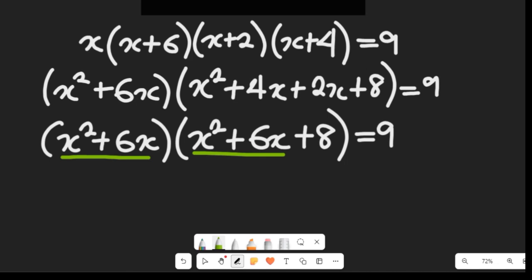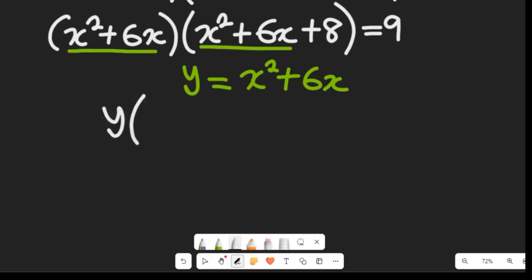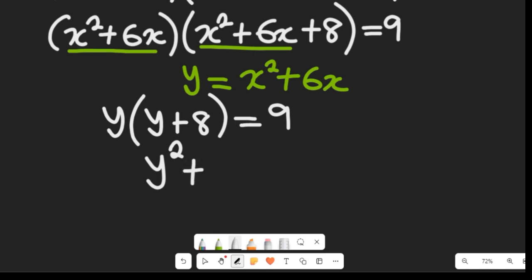What if we make an assumption: we'll let y be equal to x squared plus 6x. That way we can simplify that expression. So if we do that, the expression becomes y multiplied by y plus 8, and that will be equal to 9. If you simplify this, we're going to have y squared plus 8y minus 9, and that will be equal to 0.